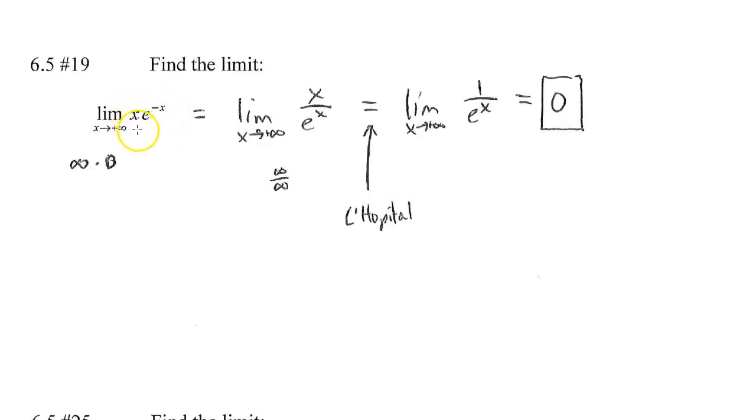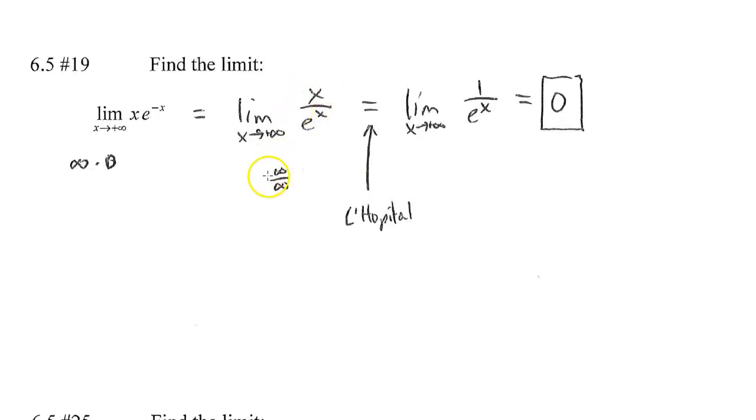So we have an infinity times a 0. What's infinity times 0? Well, it depends. It's what's called an indeterminate form. It could end up being a number like 7, it could be infinity, it could be 0. It could be anything. It's indeterminate, so we have to figure out what it is for this specific problem. Well, this one's fairly simple. We can just write x times e to the negative x as x over e to the x.